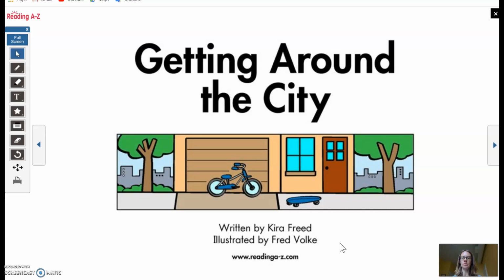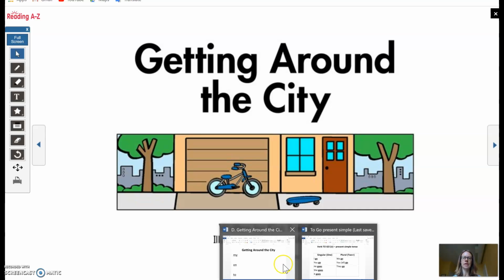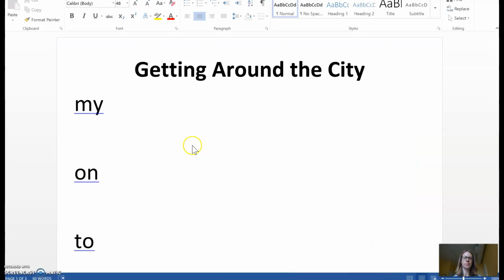First, we're going to look at some words that we need to know quickly to be able to read this story. The first word, my. Point to the word, M-Y, my. My son is named John. My. Now you use my in a sentence.